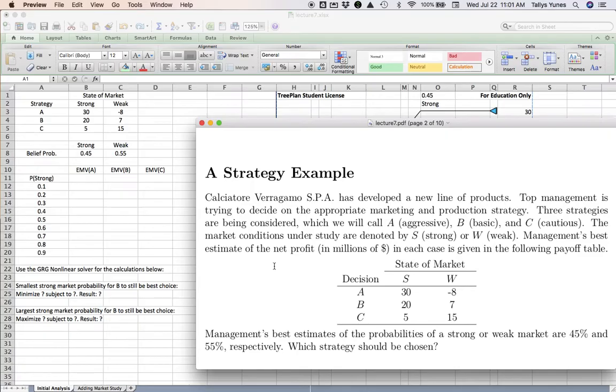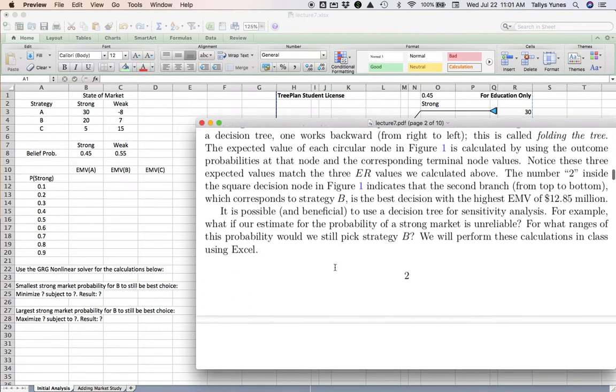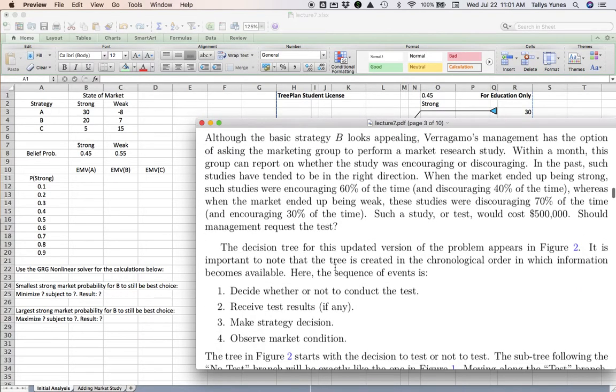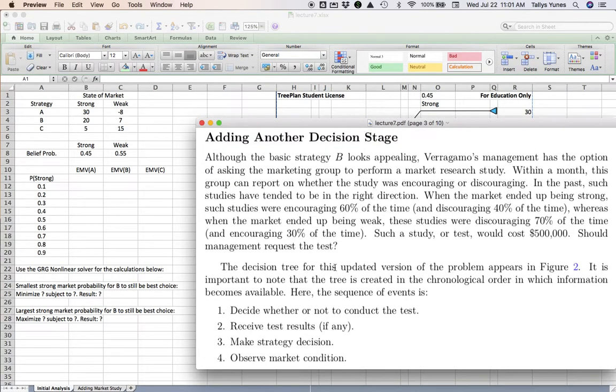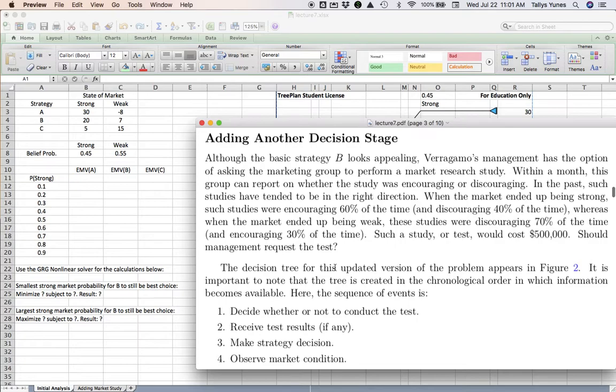Great. Now, the story continues, and they're thinking, okay, this is all good, but maybe we should do a little more research before we make a decision, right?